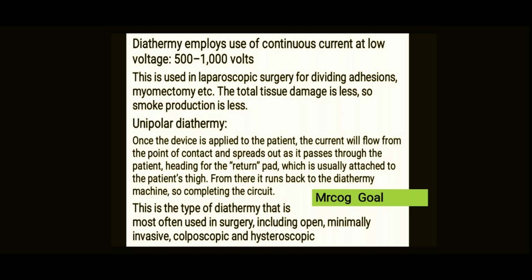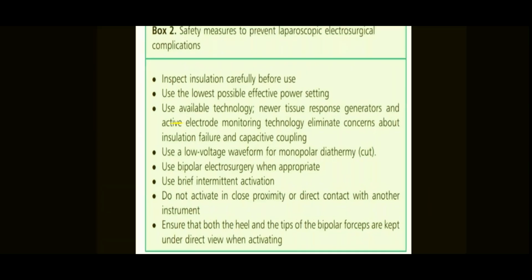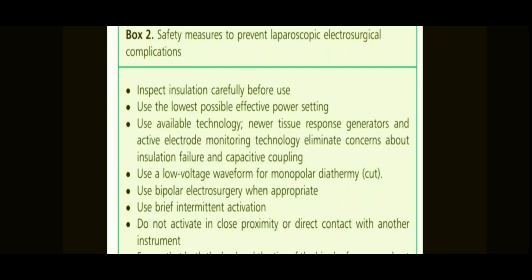What is unipolar diathermy? Once the device is applied to the patient, the current will flow from one point of contact and spread out as it passes through the patient, heading for the return path, right? That is the monopolar one, which is usually attached to the patient's thigh. From there, it returns back to the diathermy machine, so the patient is included in the circuit. This type of diathermy is most often used in surgery, including open, minimally invasive, and colposcopy. So that is the monopolar diathermy, but try and use it as little as possible. This is taken from your part 2 material, and it is very, very, very important.